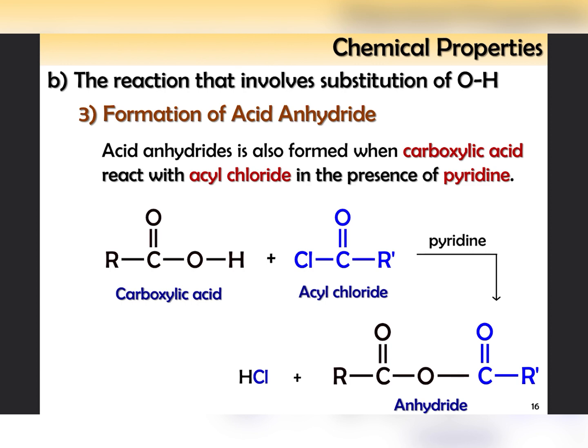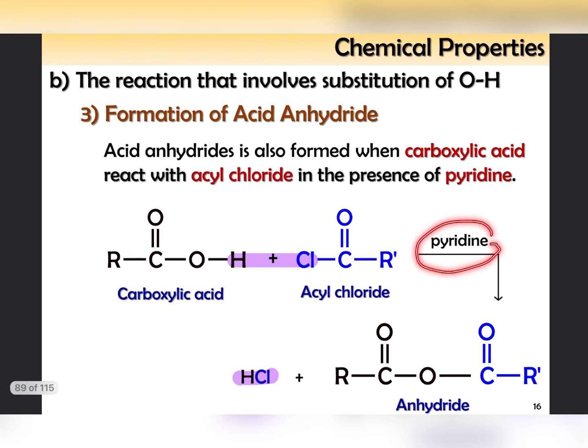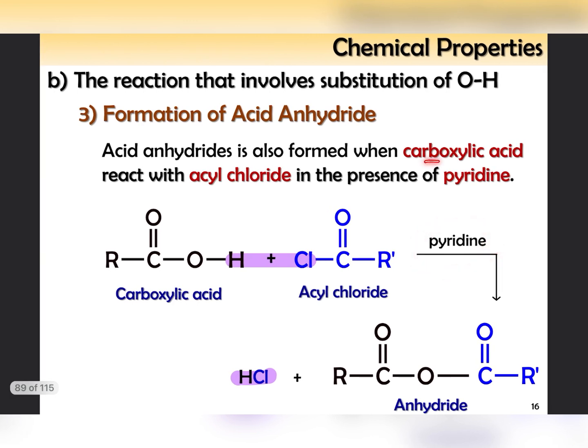Okay, so for this reaction, kamu reactkan carboxylic acid dengan acyl chloride. Kita tak remove water, kita remove HCl. Okay, so you akan form anhydride. So basically carbon akan buat bond dengan oxygen and dia punya reagent mesti with pyridine. Okay, dia mesti react carboxylic acid react with acyl chloride in the presence of pyridine, bukan P2O5.